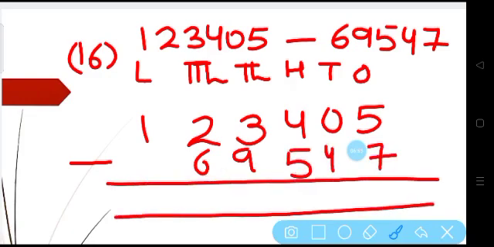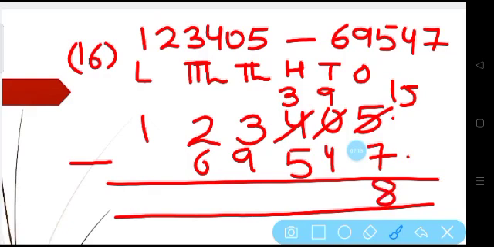Now start subtracting. Okay. Here you can see, here it is 5, here it is 7. So again 7 is greater than 5, so we will borrow the number. So this time we will borrow the number from 4. 4 will become 3, this 0 will become 9 and this 5 will become 15. So 15 minus 7 will be equal to 8. 9 minus 4 will be equal to 5.